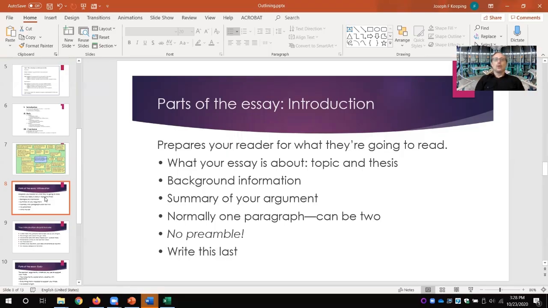If your reader knows what to expect, then they're going to be more prepared for it. If they're going to be more prepared for it, they're going to understand it better. This is the purpose of the introduction. Everything that you do in the introduction is toward the purpose of helping the reader to understand what they're going to read in the body of your essay, and there not being any surprises.